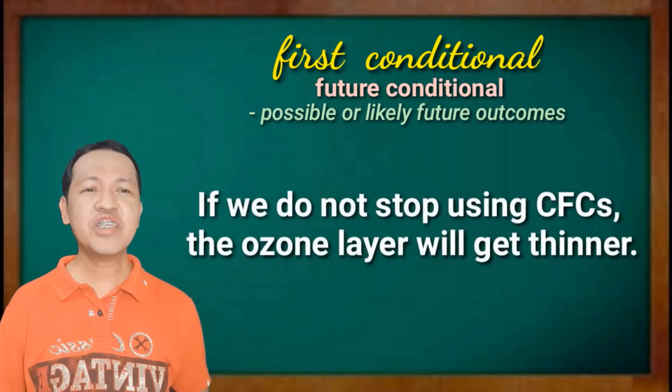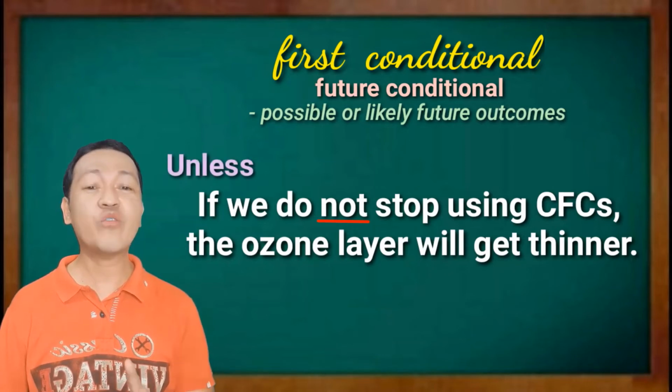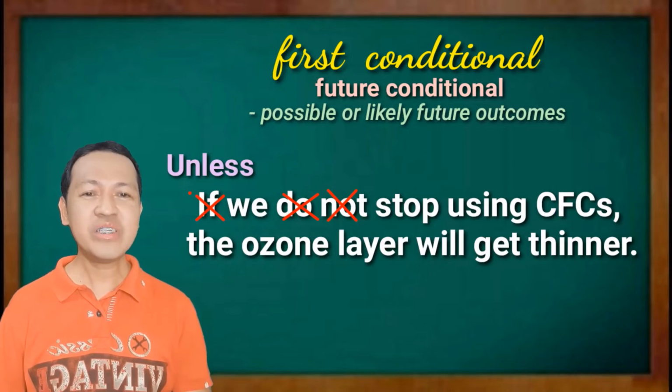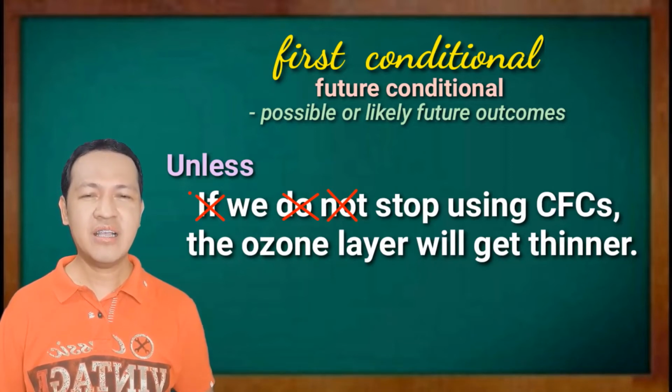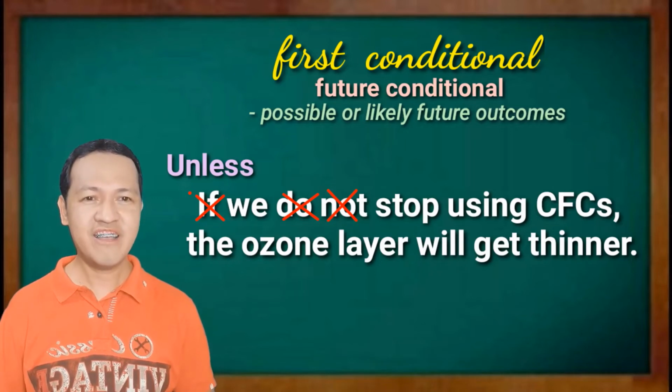Look at this first conditional sentence. If we do not stop using CFCs, the ozone layer will get thinner. The if clause is negative. It has the adverb not. The adverbial subordinator unless is equivalent to the negative if clause. We can say, unless we stop using CFCs, the ozone layer will get thinner. Make sure that when you use the adverbial subordinator unless, you don't have the adverb not in your if clause, because those two mean the same in the first conditional.